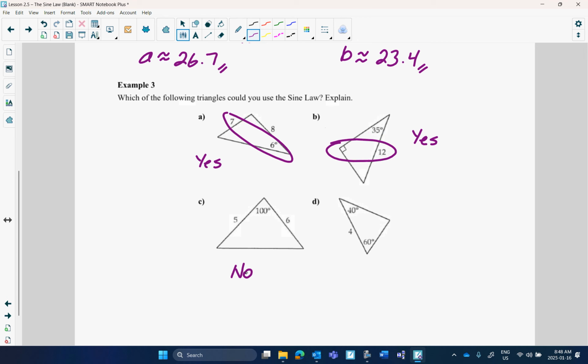Okay. Now this one you gotta be a little bit careful. Because on initial inspection, you would say, okay, I know this side, but I don't know its angle opposite. But can you find this? Yes, it's actually 80 degrees. So if you know two angles, you can fill in the third angle, and that allows us to use sine law.